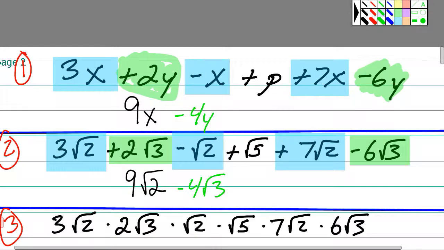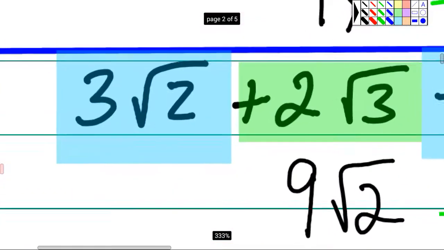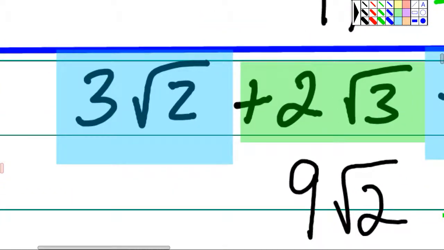And then this p term right here, just like this root 5 here, there are no like terms for it, so I can't combine it with anything else. So that's how you add radicals. You basically need to simplify under the square root until the number inside, which is called the radicand, cannot be broken down any further. In other words, there cannot be any perfect squares that go into that number.